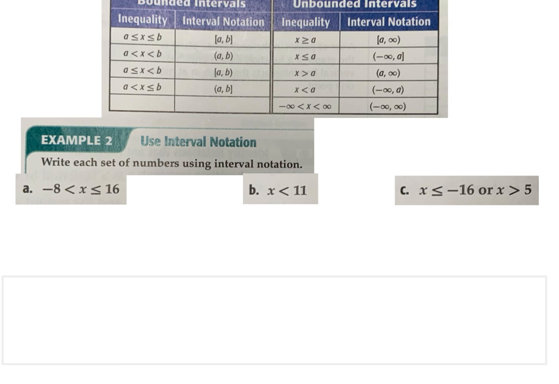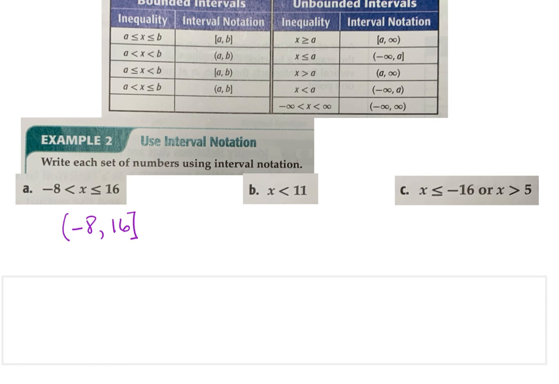As you're going through these, just pay attention to: does it include it or does it not include it? If it includes it, we're going to include this bracket. If it doesn't, we're going to use a parenthesis. So for this first one, -8 is less than x, which is less than or equal to 16. My endpoints are -8 and 16. Does it include -8? No, so I'm going to use a parenthesis. Does it include 16? Yes, so I'm going to use a bracket.